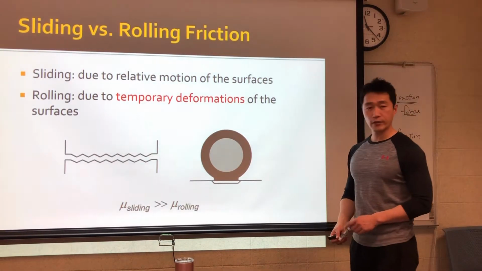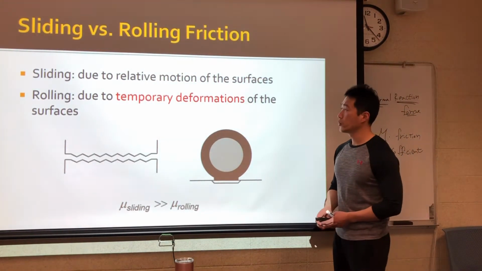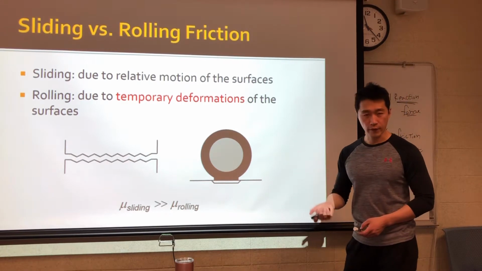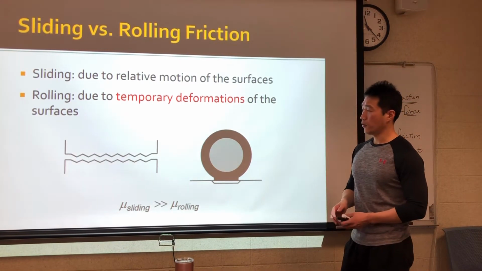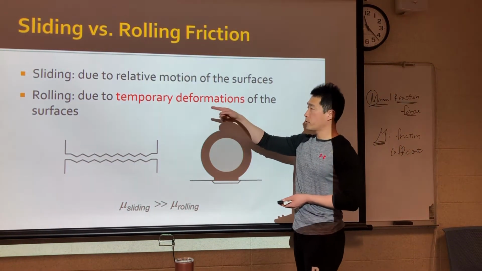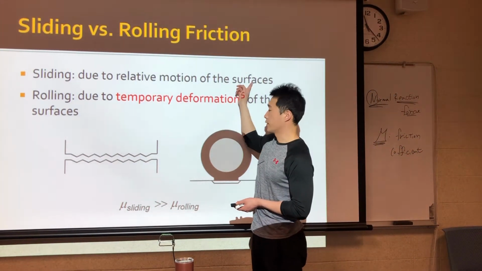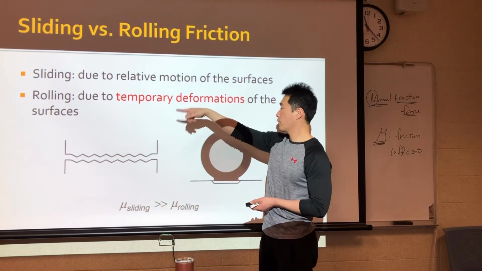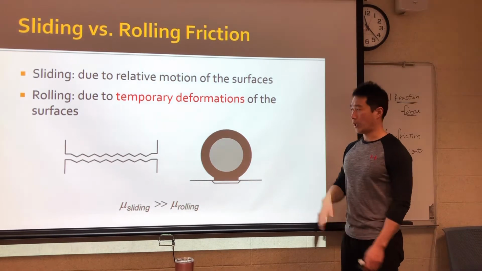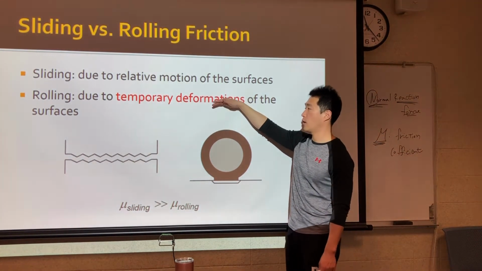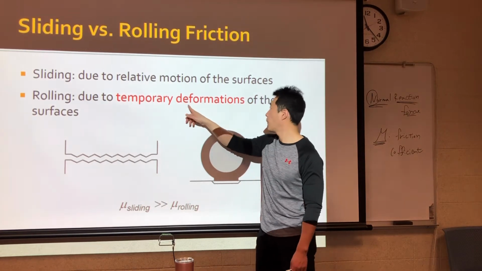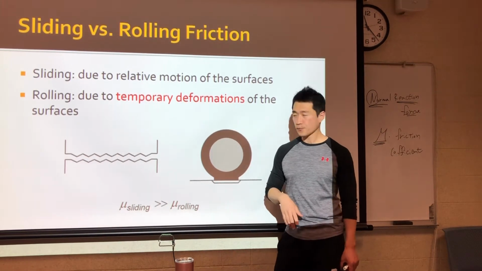And then the friction can be classified into these two frictions: sliding friction and rolling friction, depending on the type of motion occurring between two surfaces. Sliding friction means due to relative motion of the surface, and rolling friction means due to temporary deformations of the surfaces. So I'm highlighting this one in red again. Rolling friction is primarily due to temporary deformations of the surface.